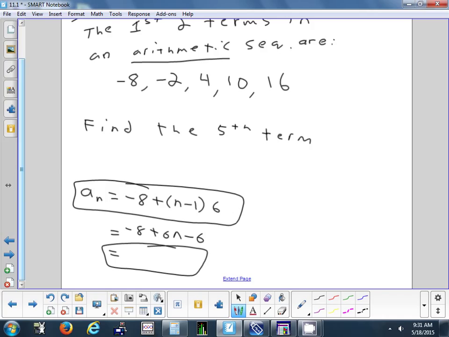Okay, so we're going to get -8 plus 6n minus 6. And then lastly, combine my terms. So it's 6n minus 14. Okay, now you can find any term you want just by multiplying it by 6 and subtracting 14.